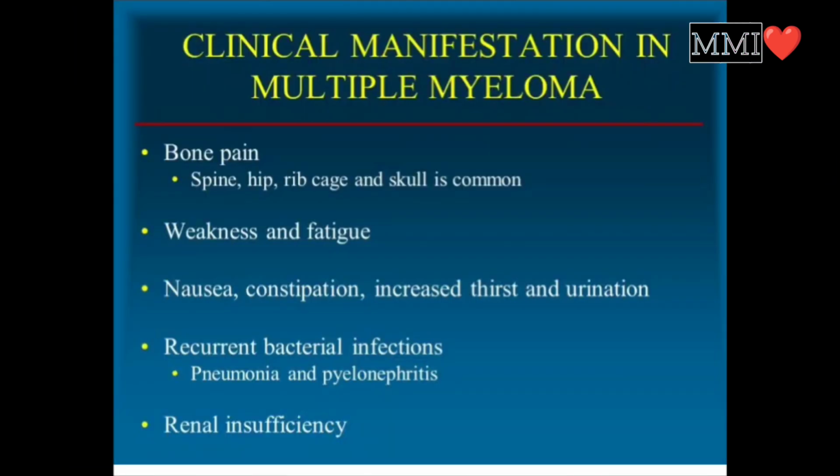Clinical manifestations of multiple myeloma are bone pain in the spine, hip, and ribcage, that is osteolytic bony lesions, weakness and fatigue, nausea, constipation, etc., recurrent bacterial infection because of decreased immunity, and renal insufficiency. Remember CRAB: hypercalcemia, renal insufficiency, A for anemia, B for bony lesions.